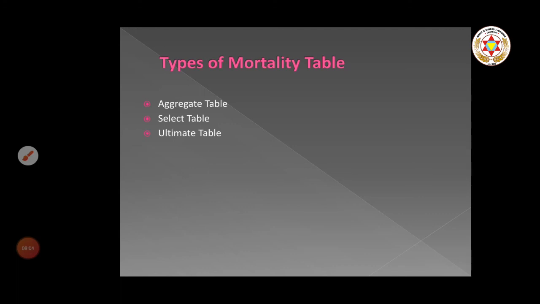Then move to the select mortality table. A select mortality table is a type of mortality table that displays statistics about the mortality rate for people who have recently purchased a life insurance policy. Life insurance companies use tables to determine the price of their products. They need accurate data supplied by select mortality tables in order to properly price premiums.